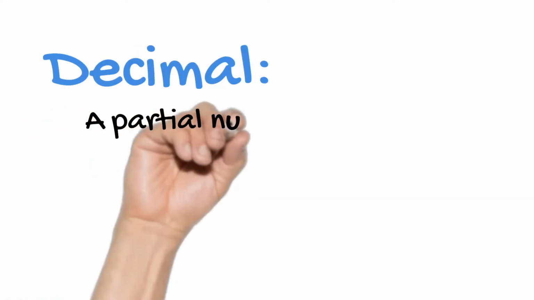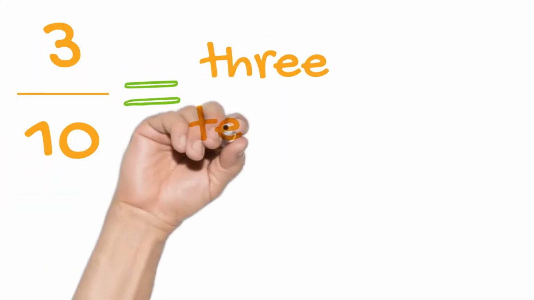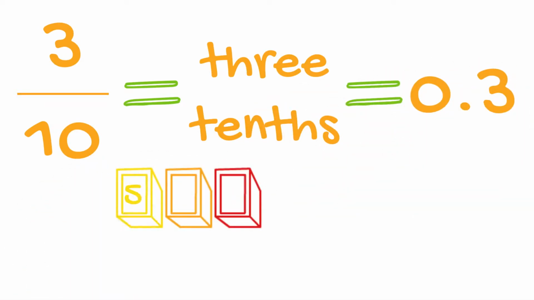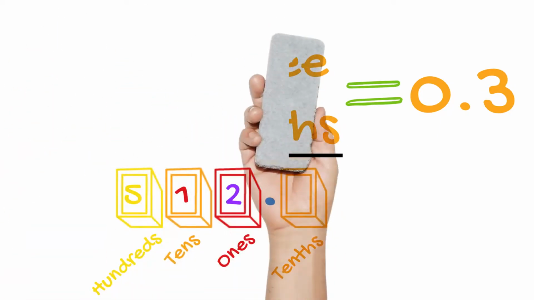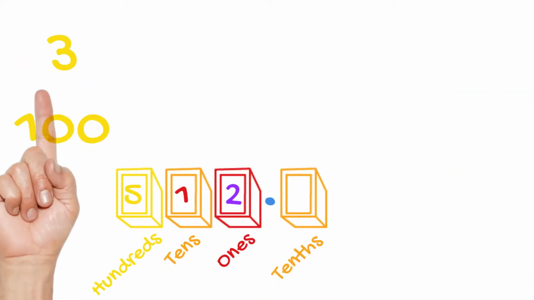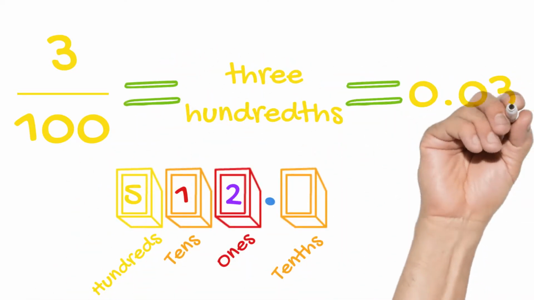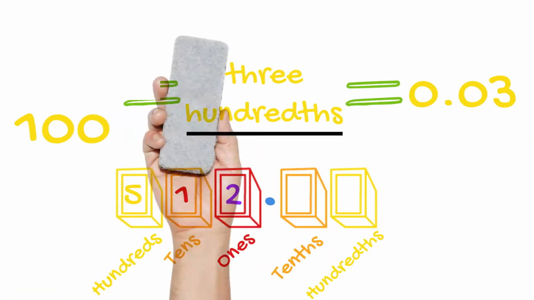Remember, decimals represent partial numbers, or numbers that are between 0 and 1. Look at the fraction 3 over 10. You can also read it as 3/10, which is the same as the decimal 0.3. The first place value box to the right of the decimal is called tenths. Now look at 3 over 100. This can be read as 3/100, or 0.03. The second place value box to the right of the decimal is called hundredths.